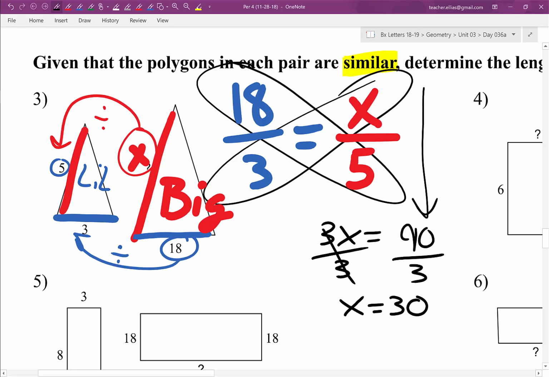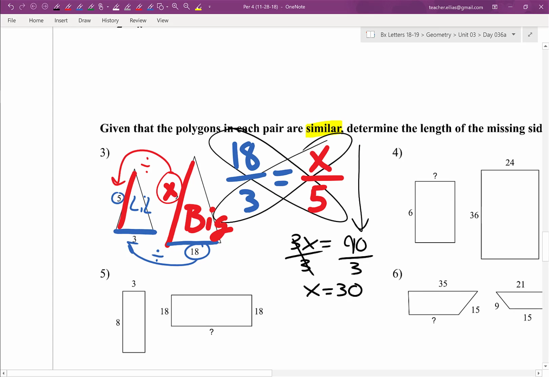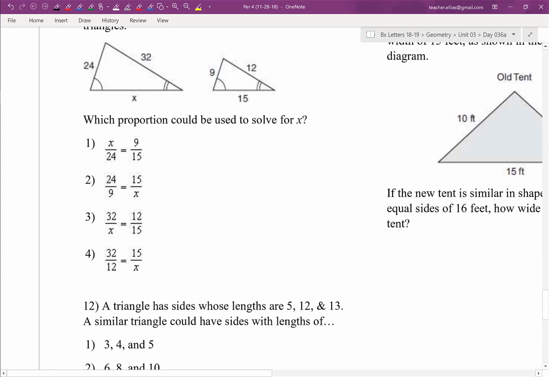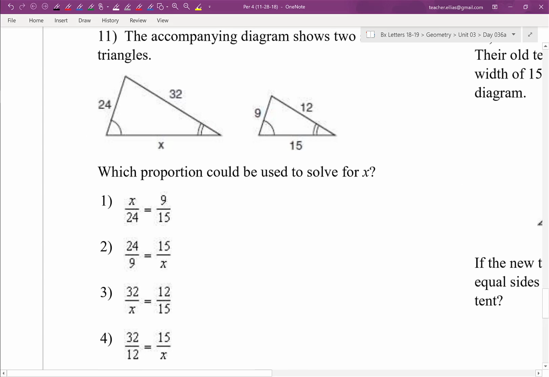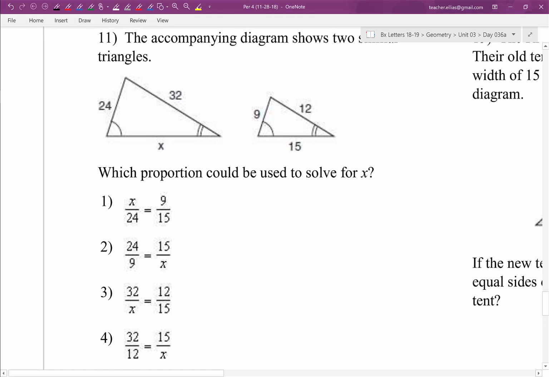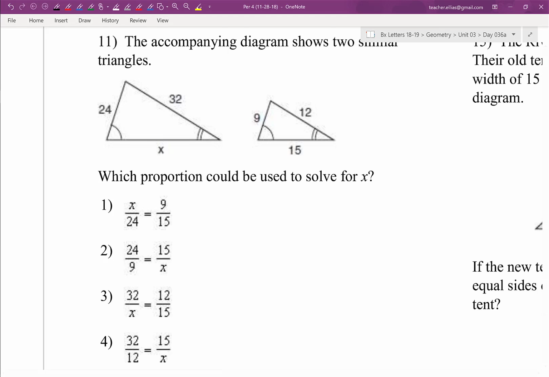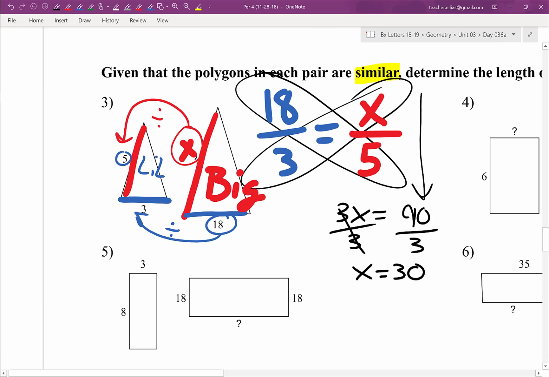Yeah? Use proportions. I want you to get in that habit, because sometimes they're going to ask you the question like, which proportion makes sense? And if you don't know how to set up a proportion, you can't do that problem. That's why you should, in these problems, practice setting up proportions.